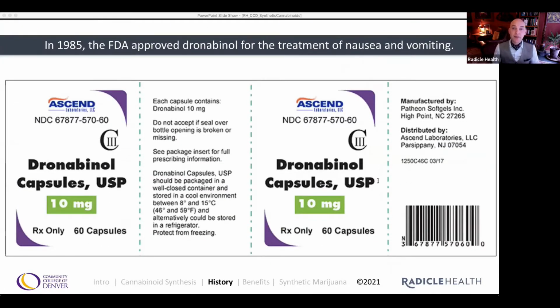In 1985, the FDA approved dronabinol. Many of you know this under the brand name Marinol. They approved it for the treatment of nausea and vomiting associated with cancer chemotherapy. Dronabinol is a capsule with synthetic THC and sesame oil. It's of course administered orally. In 1992, the FDA also approved dronabinol for the treatment of anorexia associated with weight loss in patients with HIV/AIDS.